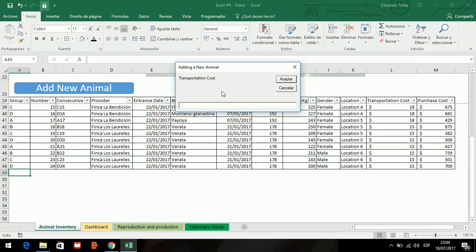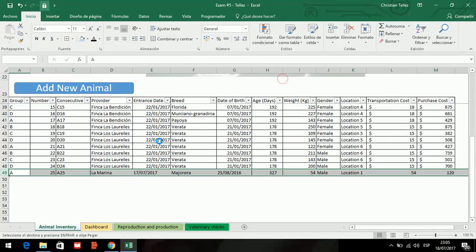The transportation cost, in this case if we put, for example, Finca Los Laureles, it would bring the transportation and the purchase cost automatically. In this case we will put, I don't know, $54 and the purchase cost maybe $120.